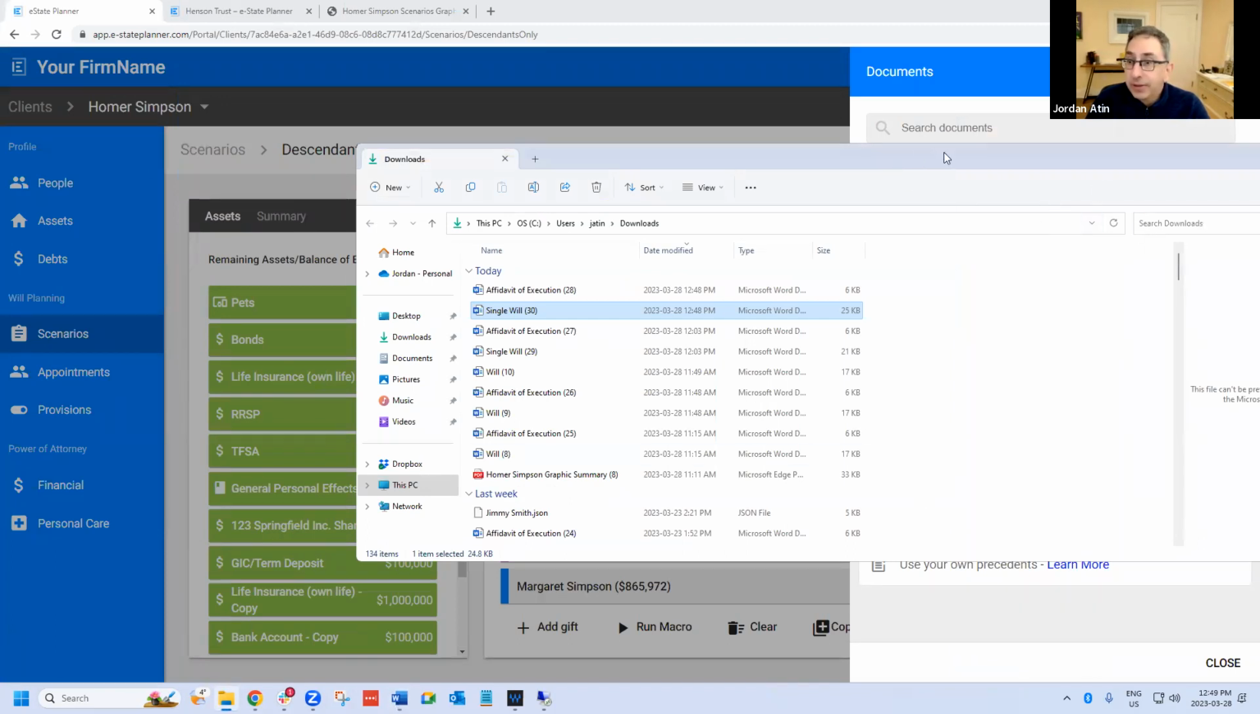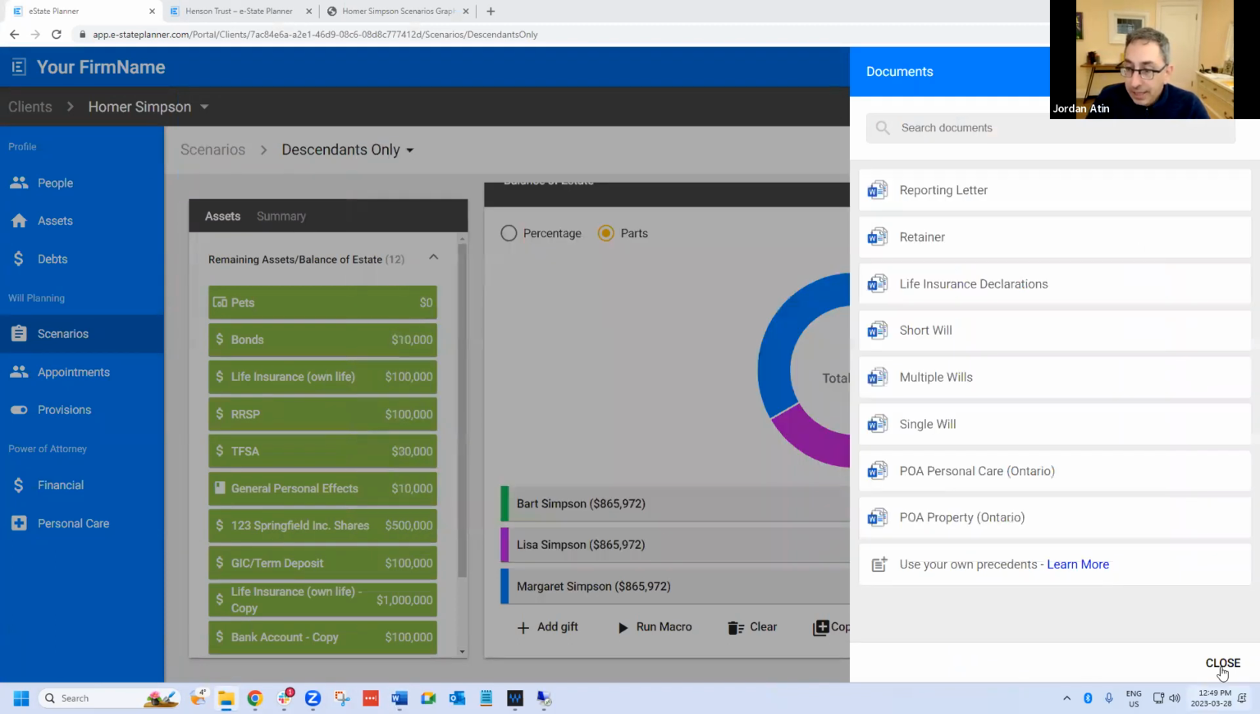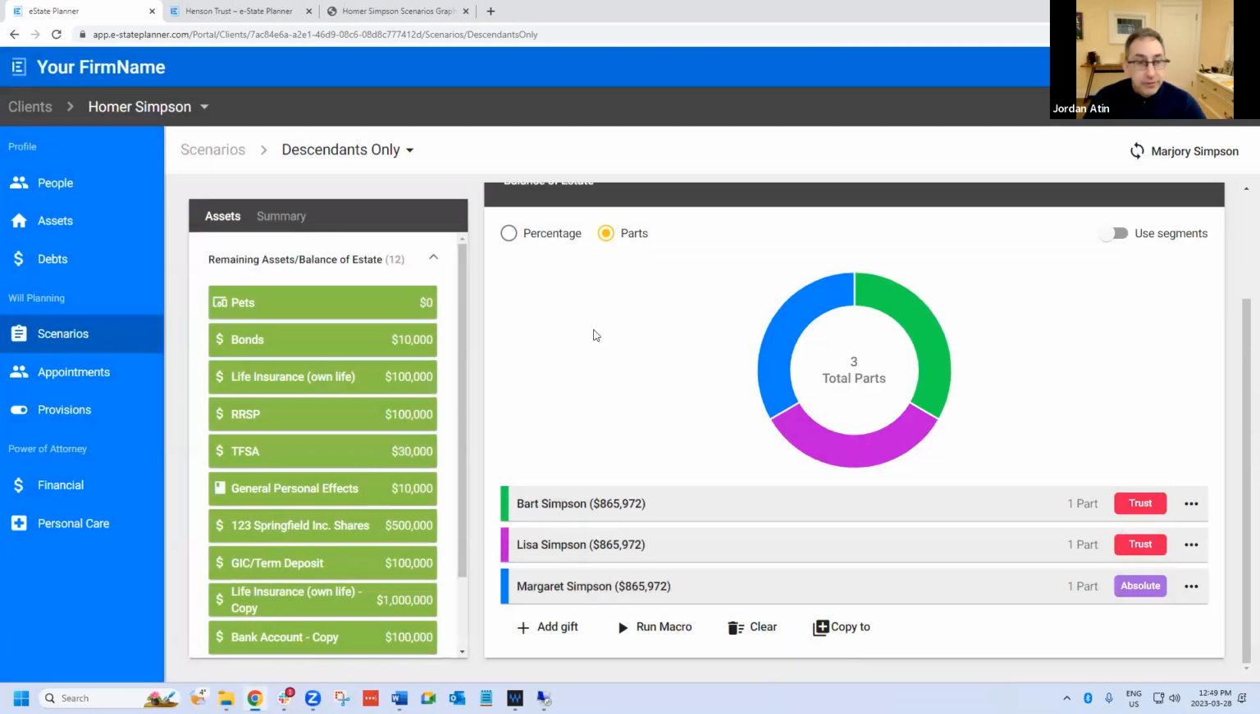So let me just get rid of all of these things. In this case, we chose to show it as parts, okay? One part, one part, one part. We can show that. Sometimes that's how it's going to get drafted. It's always going to use the word parts. It's never going to use percentages, even if we click on percentages, because we don't use percentages in wills when you're dividing things up, because there could be a lapse.